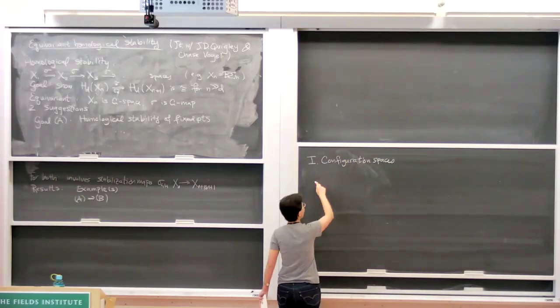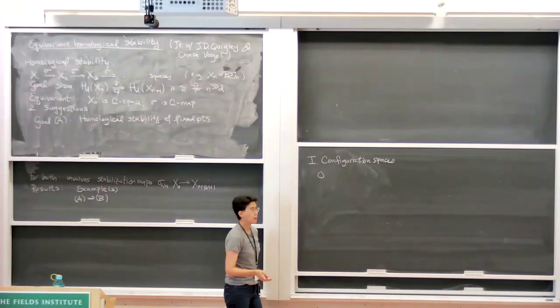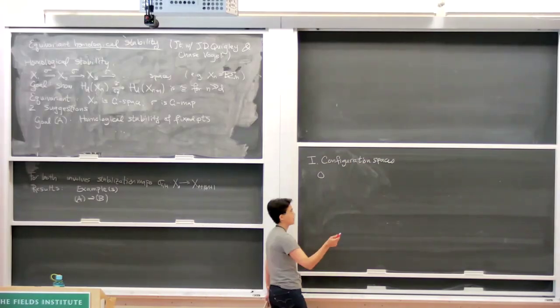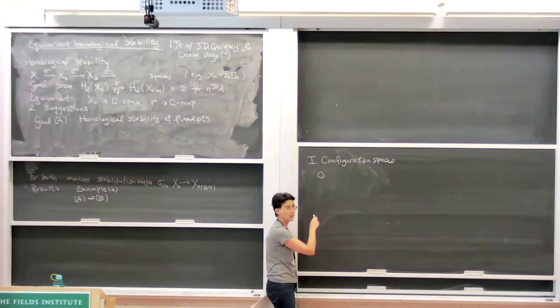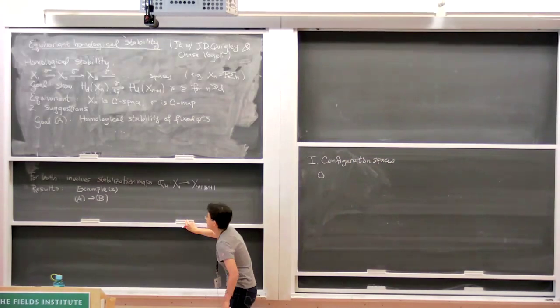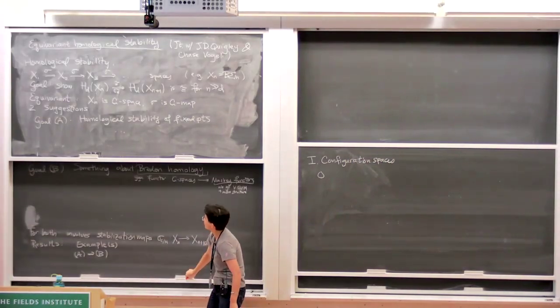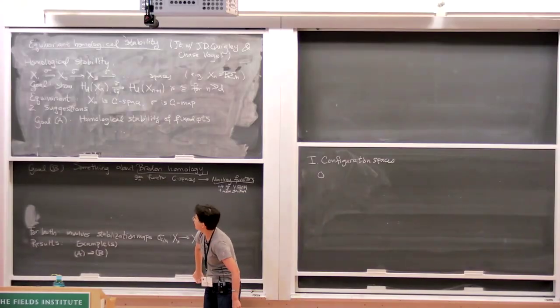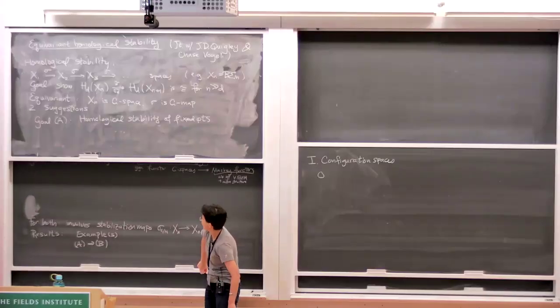Okay, so a little notation. When you talk about configuration spaces, there's an ordered version and an unordered version, and I'm going to put them both on the board, but I'm going to focus on the unordered version. Well, the statement makes sense.